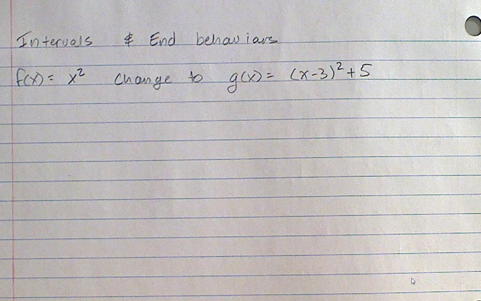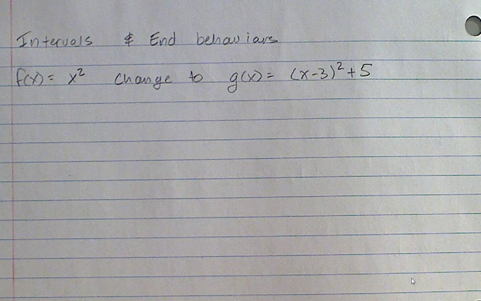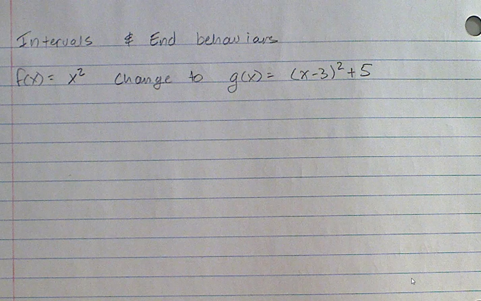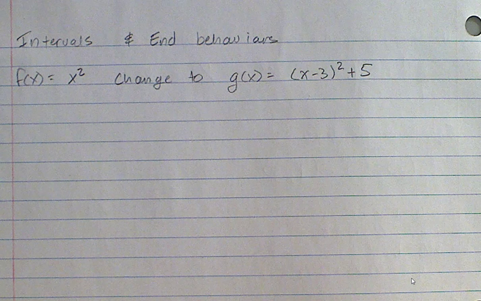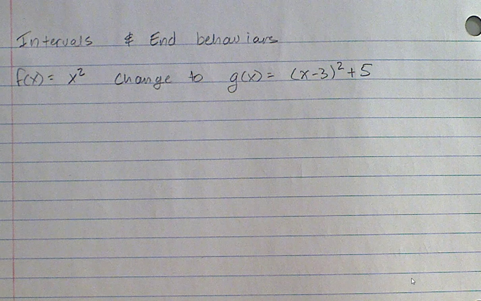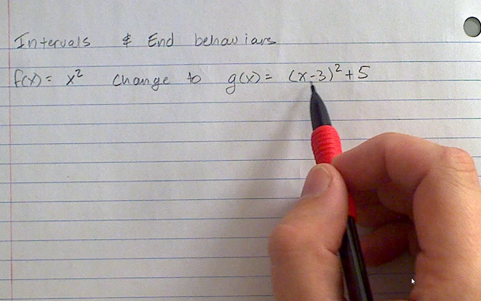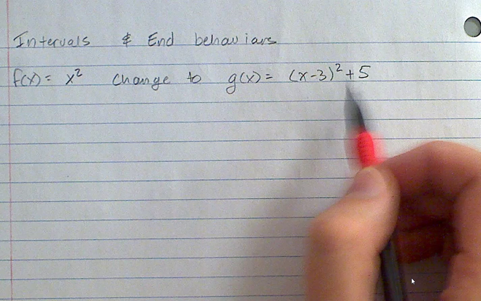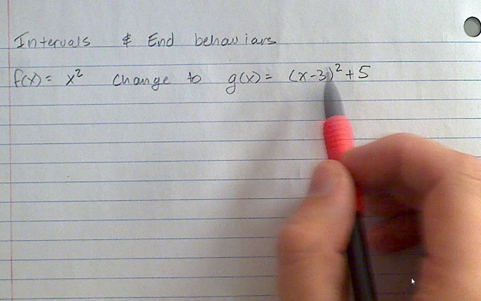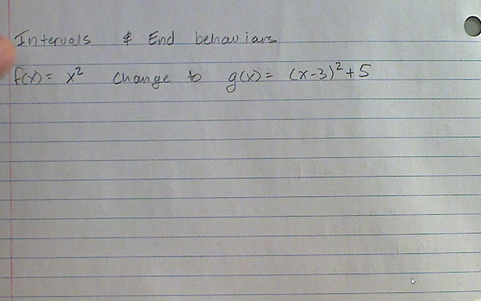Now, as far as what we learned yesterday, changing this from the original, Tayden, is it going to be shifted up, down, left, or right? Up. Up how many? 5. Great. And then left or right? Left. It's the opposite of what you think it should be. So it's going to be right 3. So even though this is a minus, you think it should be left, it's going to be the opposite. This plus 5 is up 5. This minus 3 is in the parentheses with the x, so it's going to be the opposite, and it's right 3. So that's what we were talking about yesterday.